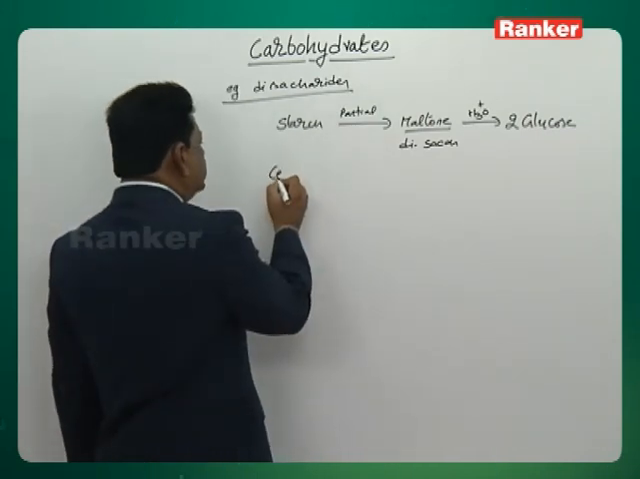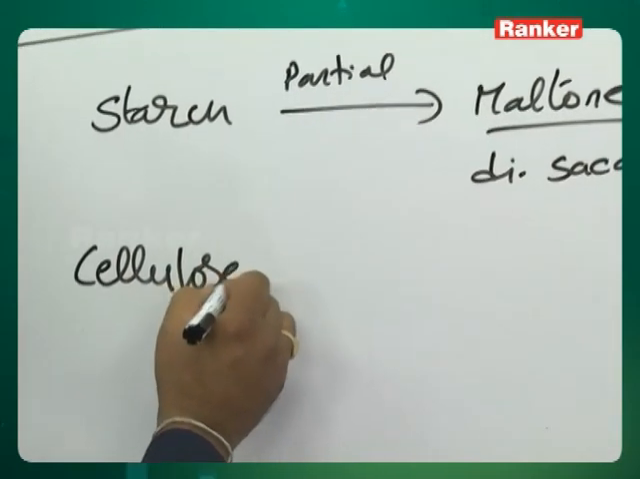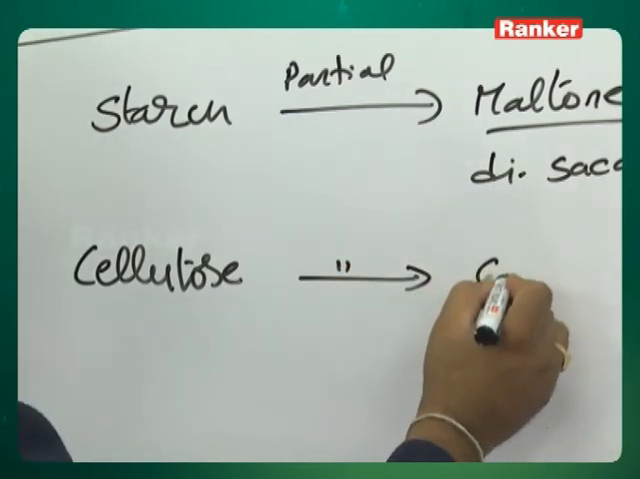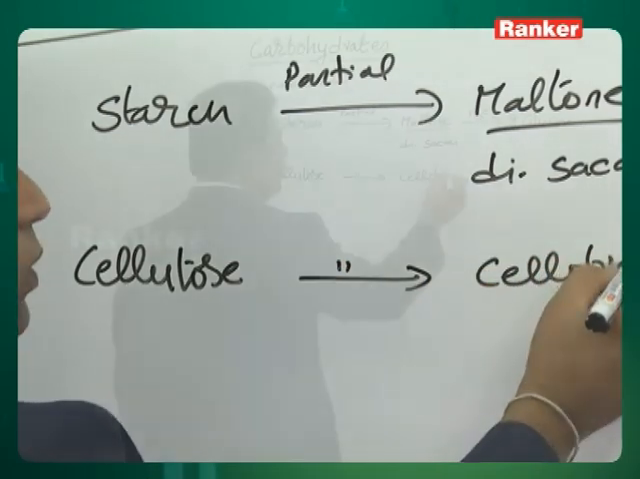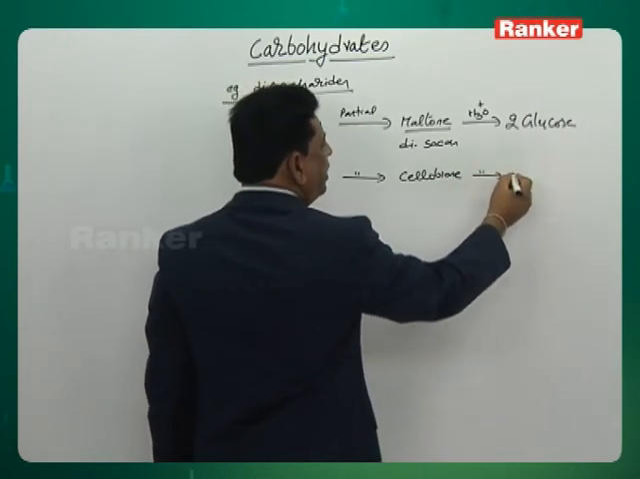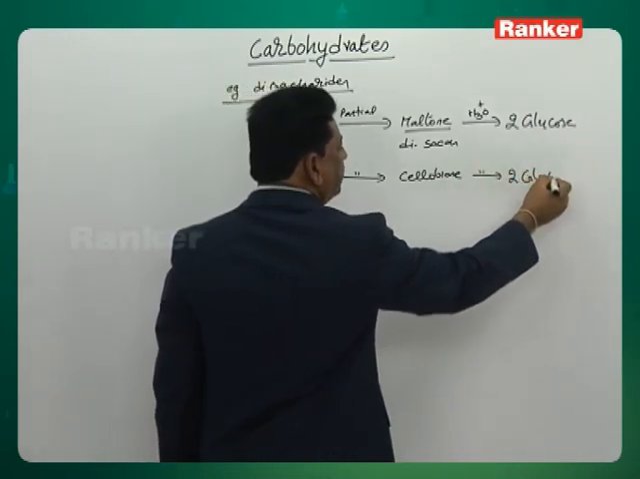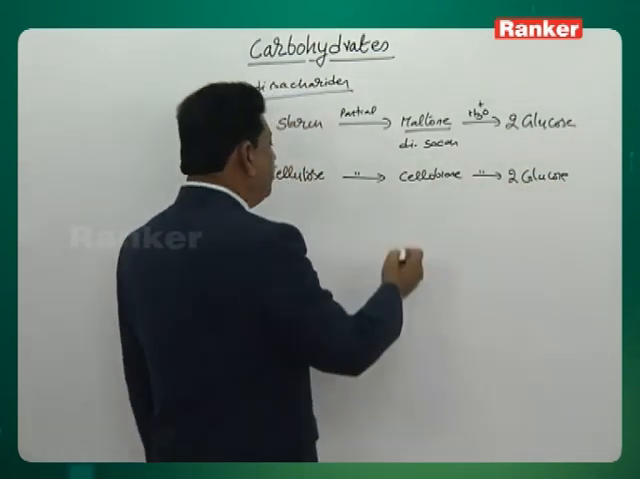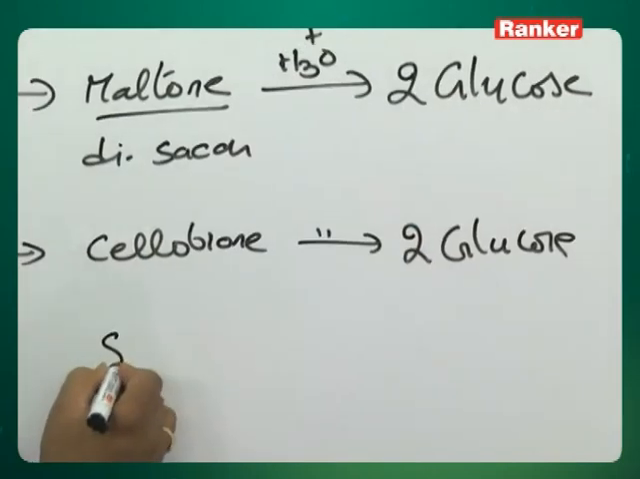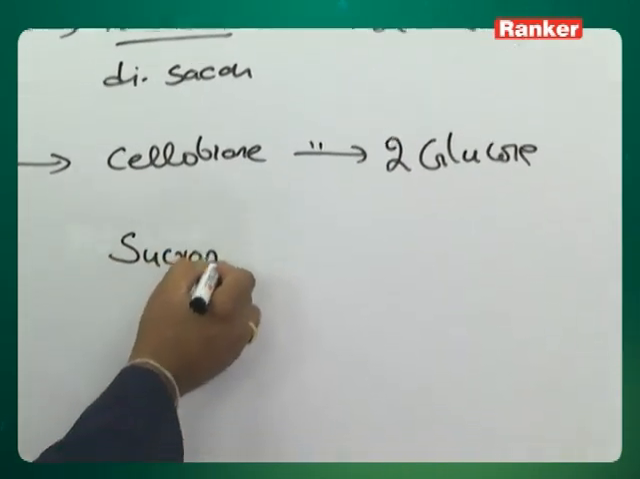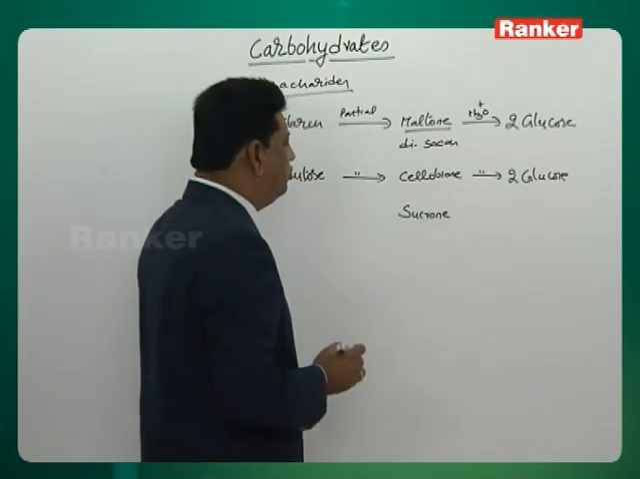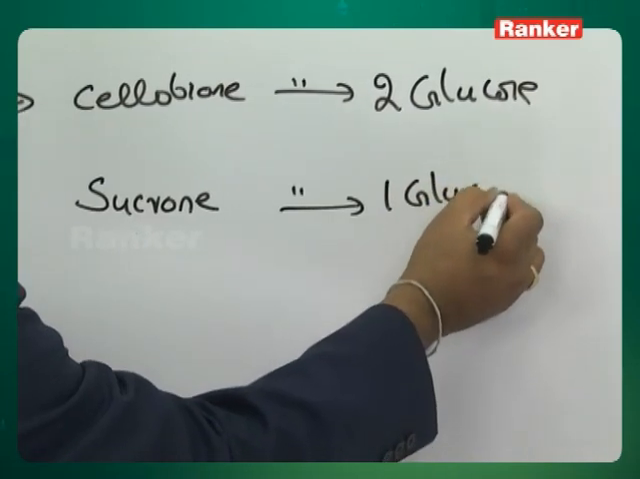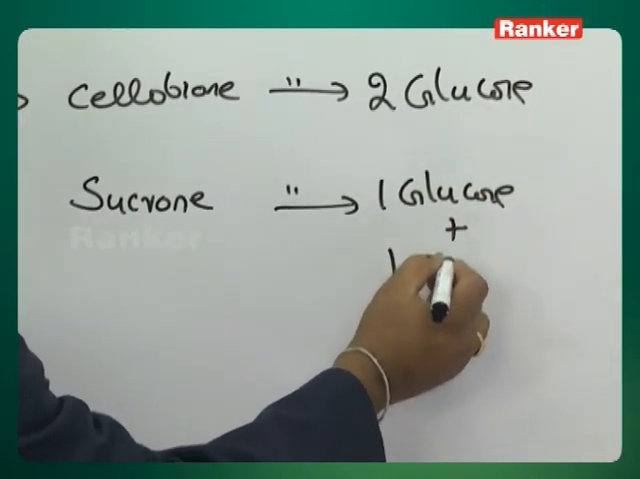Similarly, cellulose. Cellulose is a polymer, starch is a polymer. On partial hydrolysis, you will get cellobiose. The cellobiose on further hydrolysis, again you will get 2 glucose units. So cellobiose is constituted by 2 glucose units. Then sucrose, this is what we use every day as common sugar. The sucrose on hydrolysis will give 1 glucose plus 1 fructose.